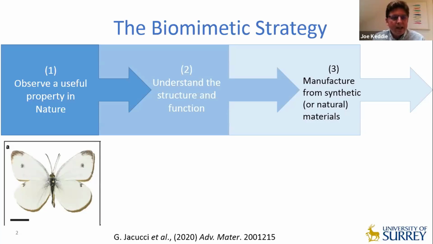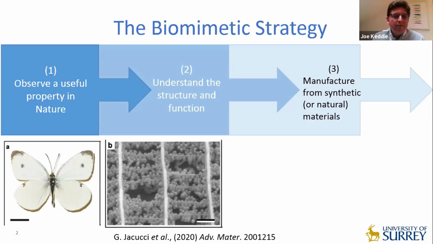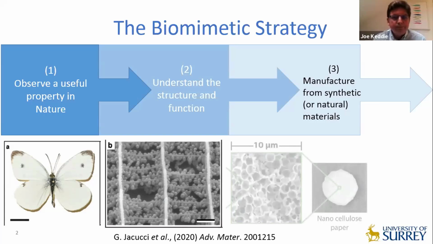You start by observing a useful property in nature, in an animal or a plant. So an example could be a type of butterfly, such as shown here, which has very pure white wings, and then try to understand where that property comes from. So that usually is related to the structure or the function at the molecular level. And so if you look at the butterfly wing, you can see it consists of these globules, but they're randomly arranged, which would help with the light scattering to give it such a pure white color.